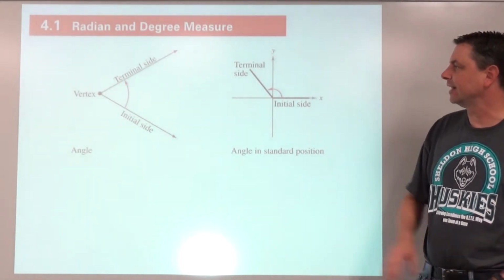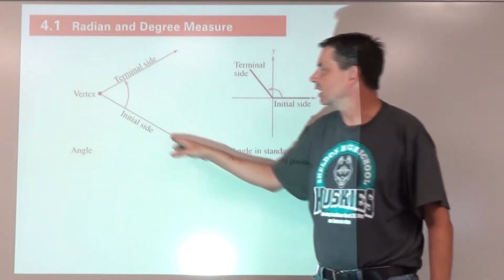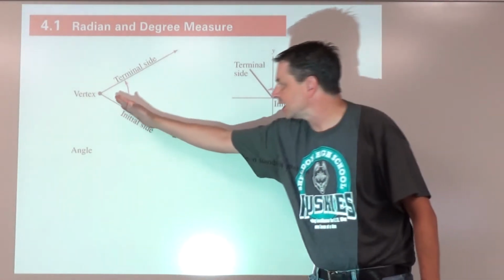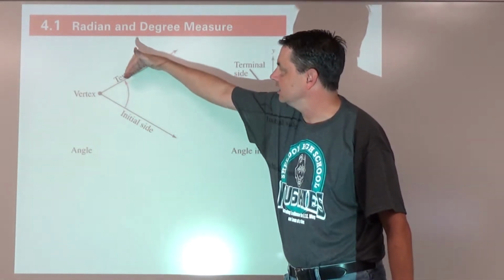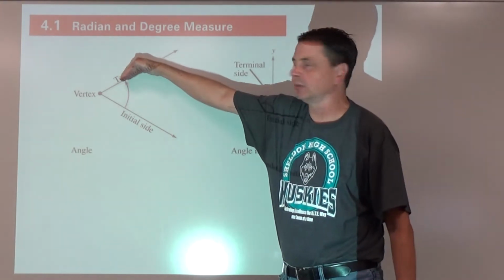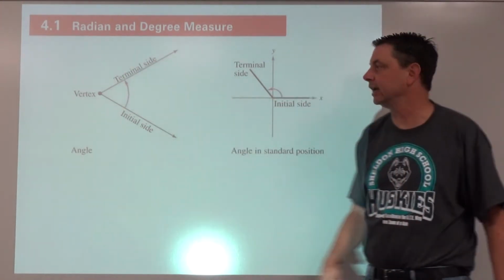We're going to start looking at lesson 4.1, radian and angle measures. In general, we have a vertex, we have a ray that is the initial side. It gets rotated and becomes the terminal side, and that does create the angle.